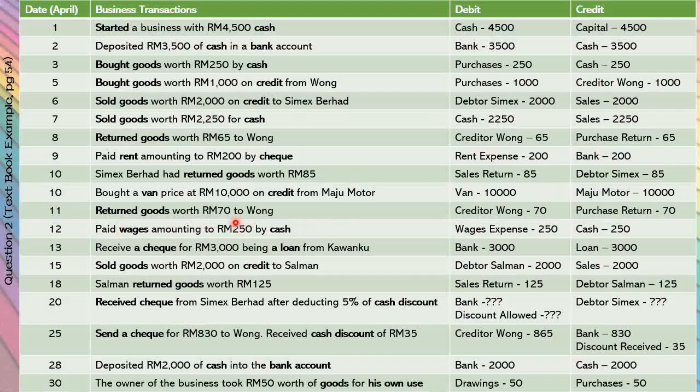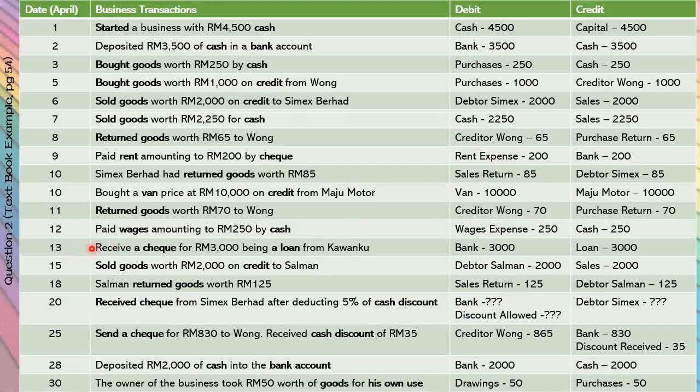Okay, return goods worth RM20 to Wong. So siapa Wong ni? Wong adalah kita punya creditor. So kita pulang lagi barang kepada Wong. Tadi dah pulang barang, RM65. Kita pulang lagi barang kepada Wong. So seperti biasa, debit creditor Wong, kurangkan hutang kita kepada Wong. Credit purchase return, sebab purchase return mengurangkan expenses.